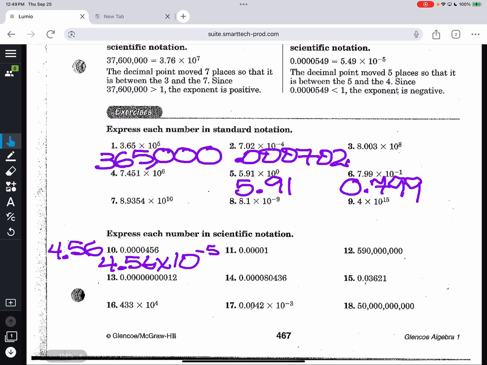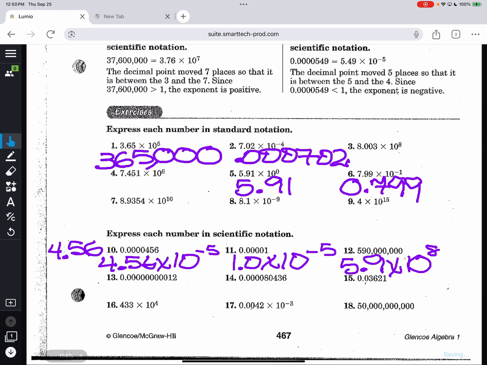All right, 11, what would your answer be? 1 times... So we just need it to be 1, or you could have 1.0, but you're moving the decimal point to the right, but I need it to stay a small number. So it's going to be to the -5. Is that clicking? Yes. All righty. Look at number 12. What's the scientific number going to be? 5.9. And what's our exponent? 10 to the 8th.